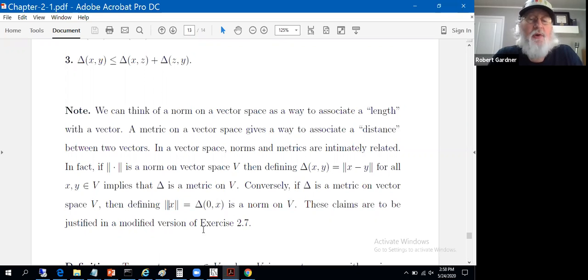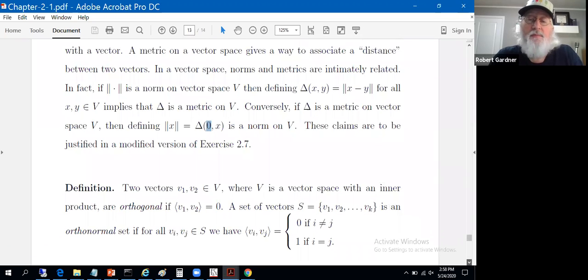Exercise 2.7, or a modified version of it, has you establishing exactly that. If you have a vector space, then you can use a norm to define a metric, or you can use a metric to define a norm. In a vector space, you need to have the concept of a zero vector to go in that direction, and you get all that in a vector space.